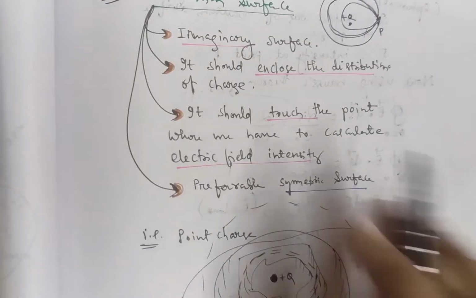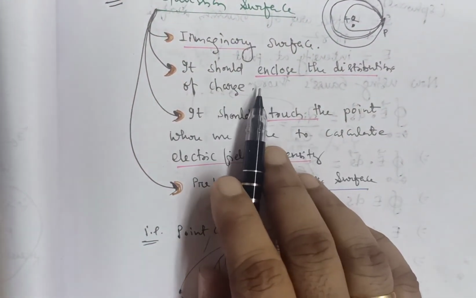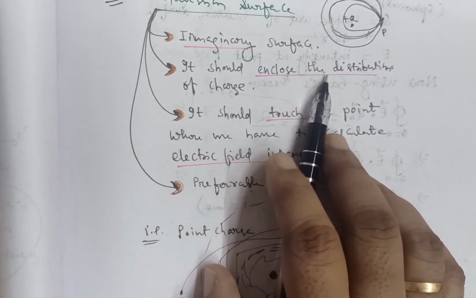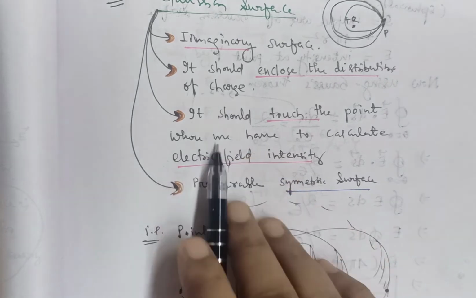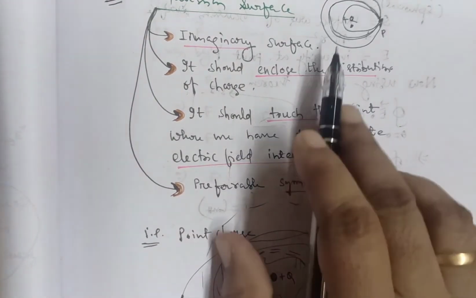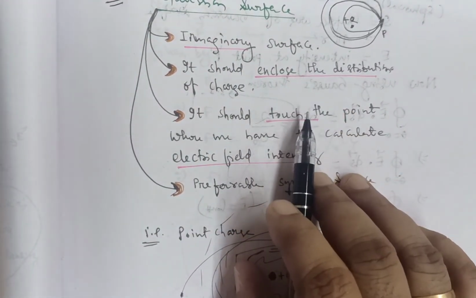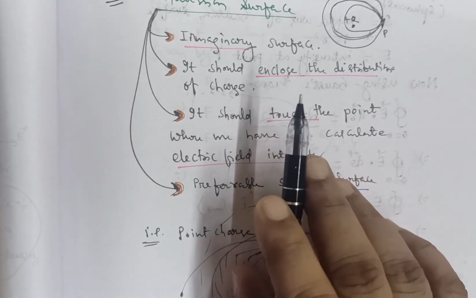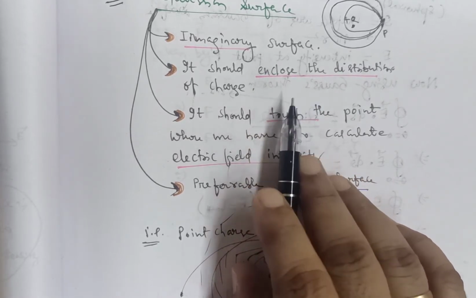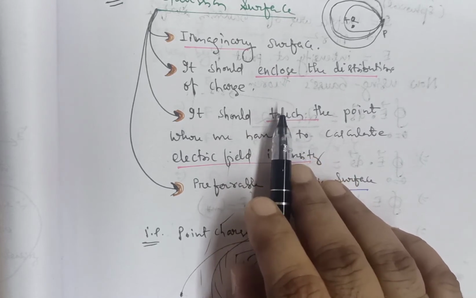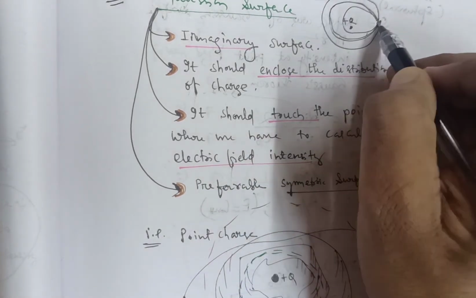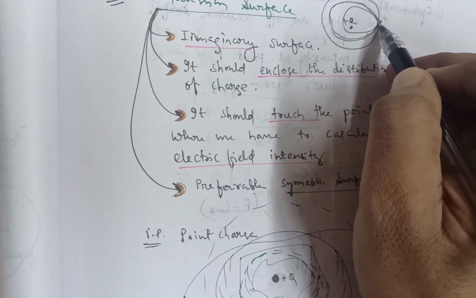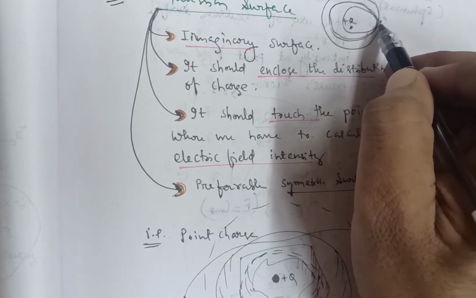Again you see, first it is an imaginary surface; second, it should enclose the distribution of charge, or single charge; third, it should touch the point where we have to calculate the electric field intensity. This is vital because we are using the Gauss theorem to calculate the electric field intensity. So when you do the problem, first choose the point where you are interested in finding the electric field intensity. Then your Gaussian surface should touch this point.